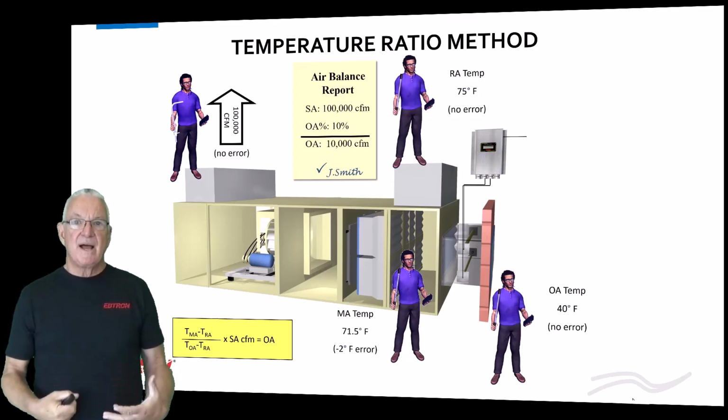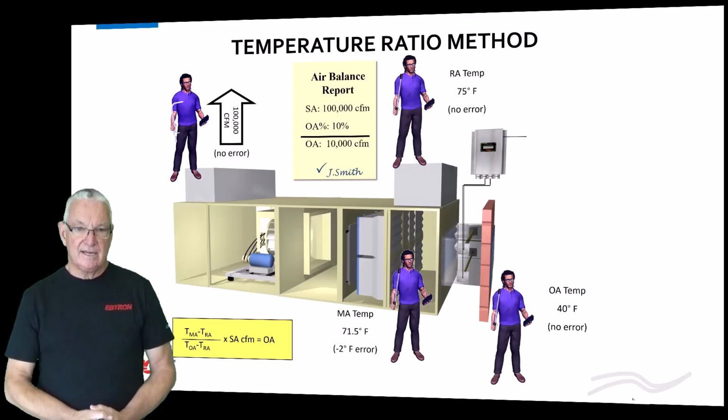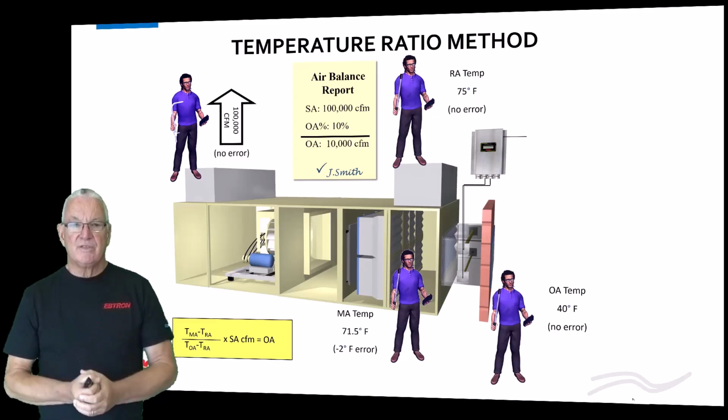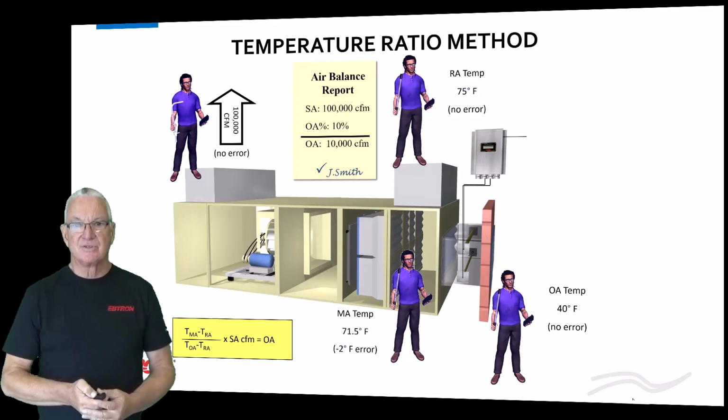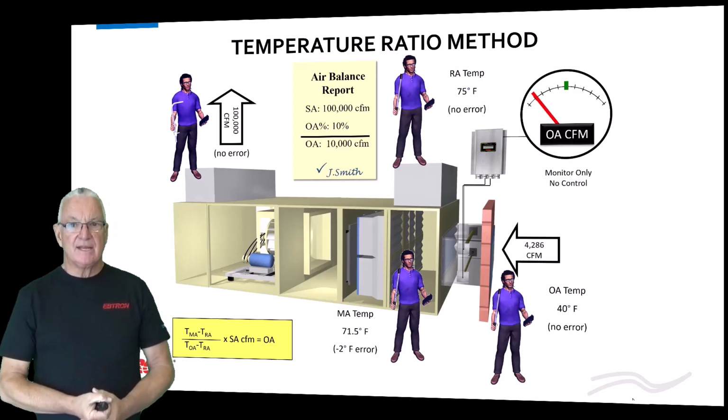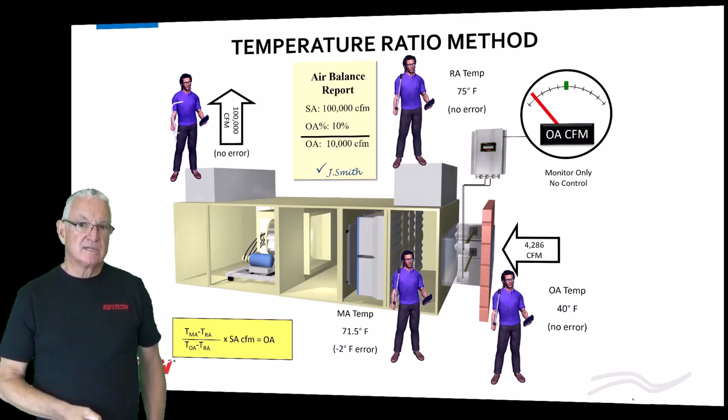Okay, let's go back and calculate that again, but not with the wrong mixed air temperature, with the correct mixed air temperature. What we would end up getting here is 4,200 CFM, 4,286 CFM of outside air.